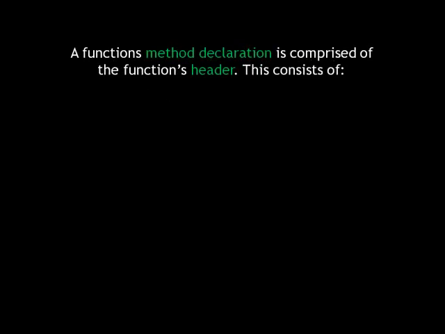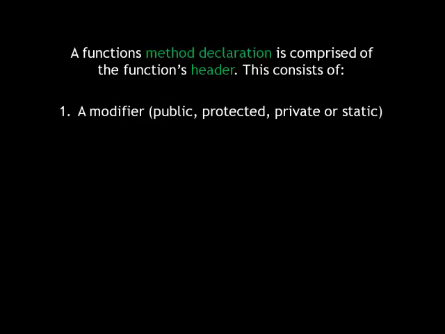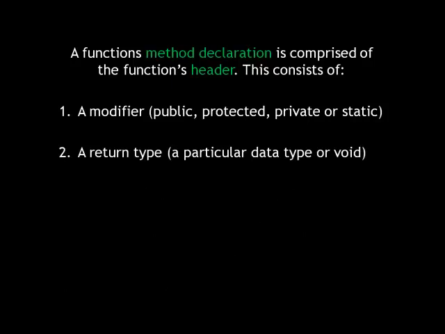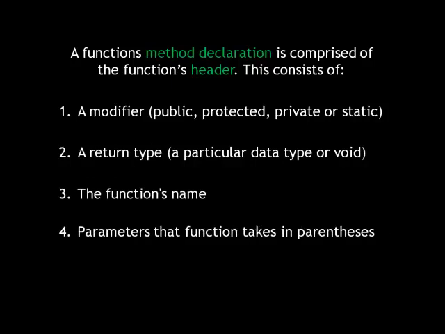A function's method declaration is comprised of the function's header. This consists of a modifier, which can be public, protected, private, or static, a return type, which is a particular data type, or void if there is no return type, the function's name, which can be anything you want to call it, and parameters that the function takes in parentheses, or if there are no parameters, just empty parentheses.